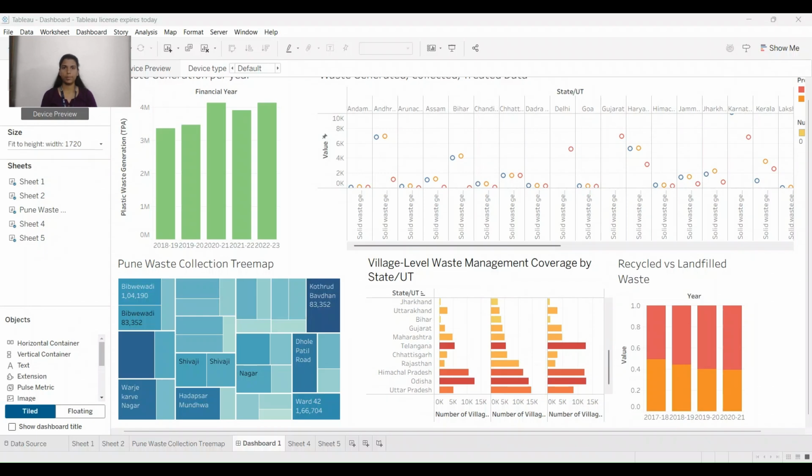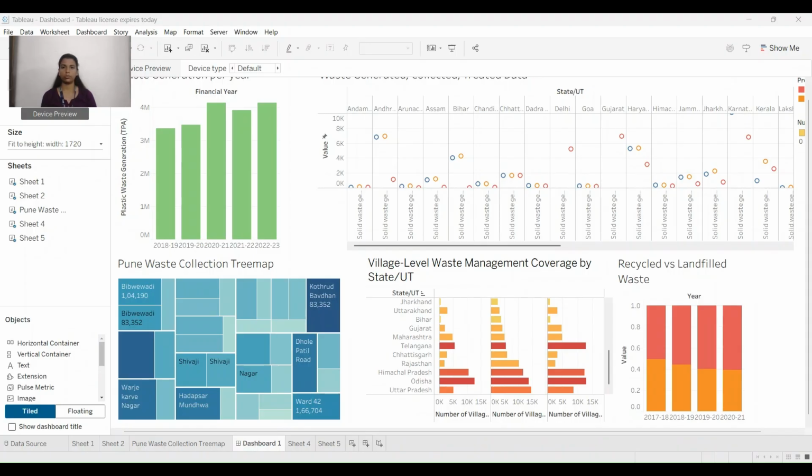Hello everyone, my name is Dhanashri Shah and in this video I am presenting my policy driven dashboard on solid and hazardous waste management that is developed using Tableau. This dashboard features year-wise plastic waste generation trends, state level waste generation, collection and treatment analysis, ward-wise waste distribution and segregation performance, and village-level coverage under solid and liquid waste management programs. It also compares processed versus landfill waste that is linked to sustainability indicators.